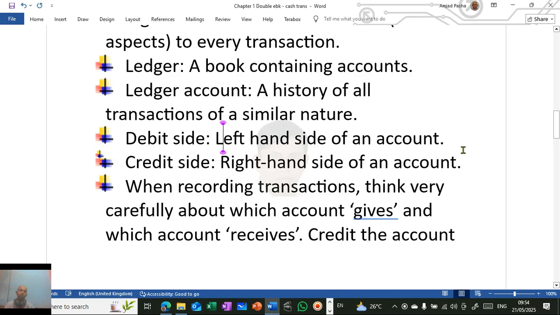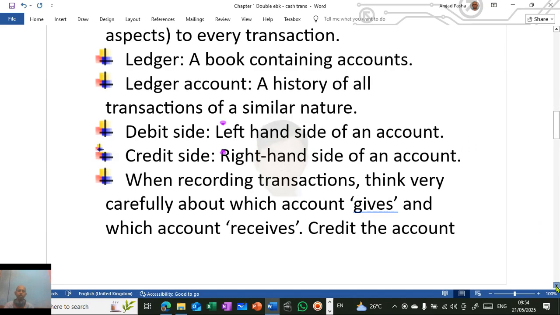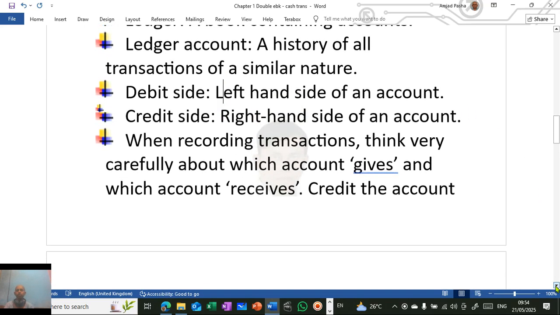Okay, so when recording transactions, think very carefully about which account gives and which account receives. This is a very important aspect, so don't get confused with this. A lot of students get confused with this particular thing. When we do the problems practically, I will explain to you how to identify which account gives and which account receives, so that the concept is clear. This concept is very important for the future learning process, so that you don't commit any mistakes in writing the ledger accounts and all those things.